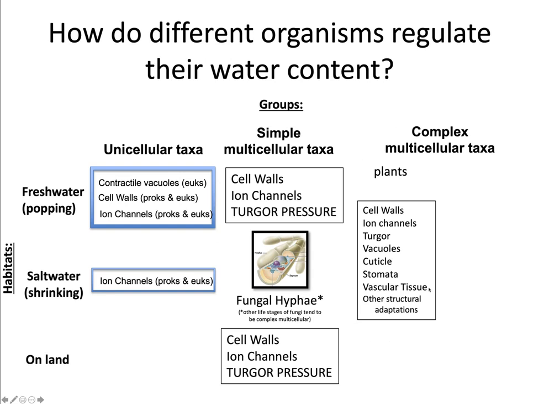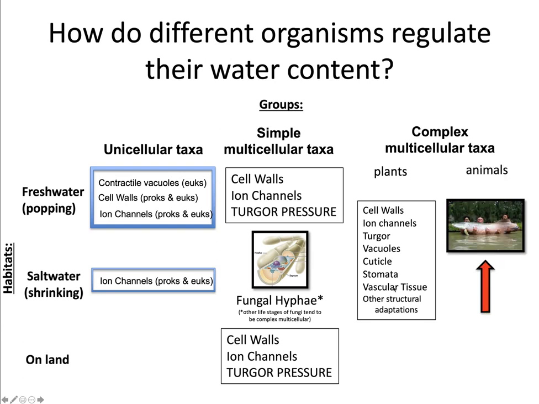And now we've added to that list complex multicellular taxa and the adaptations that plants have to regulate their water content, specifically their cell walls. They use ion channels and turgor. We've talked about vacuoles, cuticles, stomata, vascular tissue, and other structural adaptations.